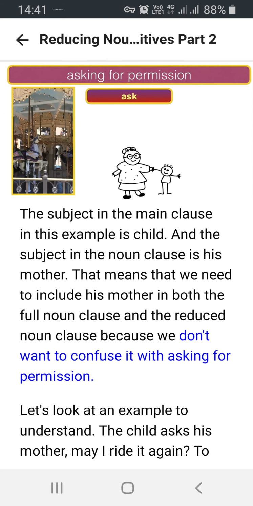Let's look at an example to understand. The child asks his mother, "May I ride it again?"